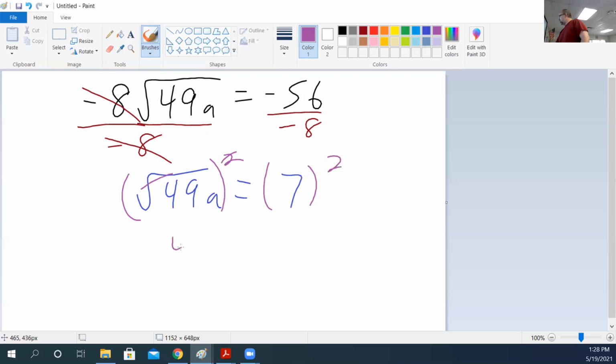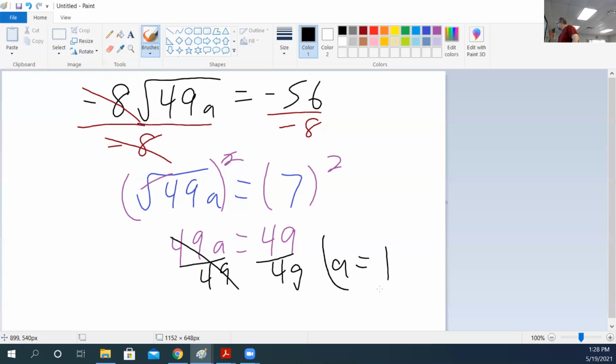The square and square root cancel out. 49a equals 7 squared, which is 7 times 7, which is 49. And then last little thing, divide both sides by 49. It cancels there, so a equals 1.